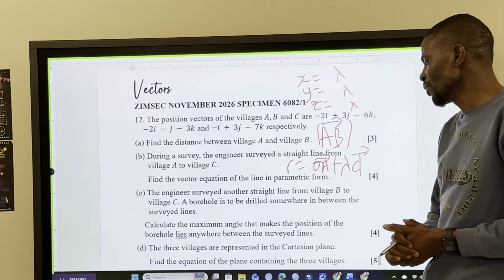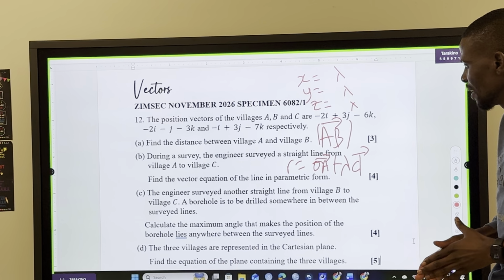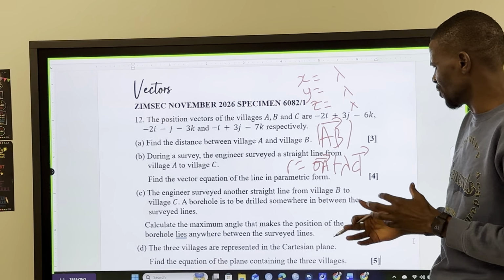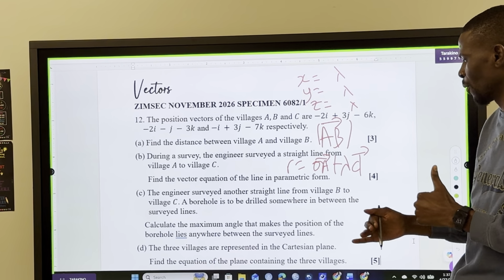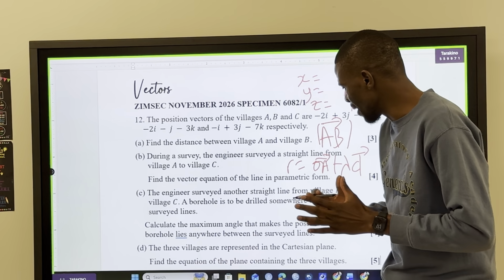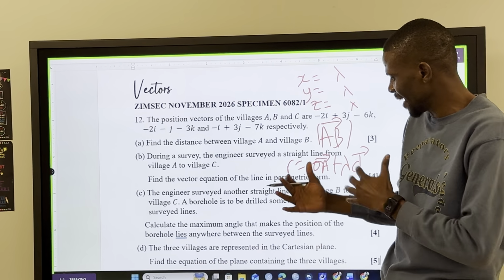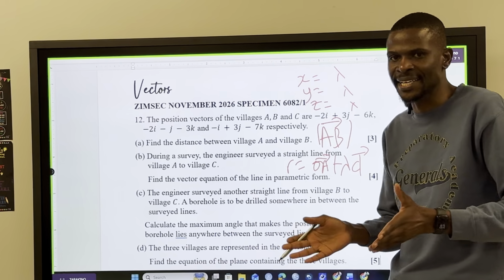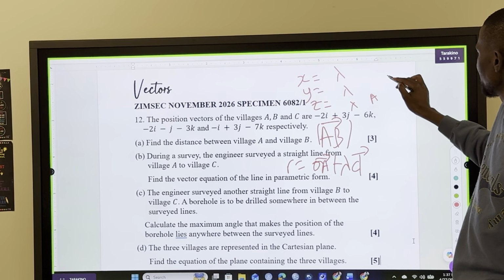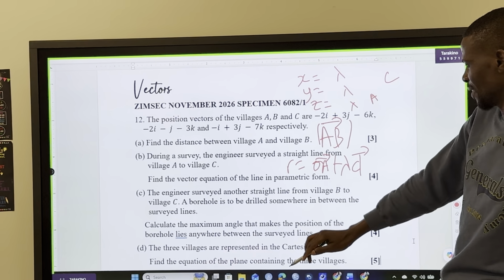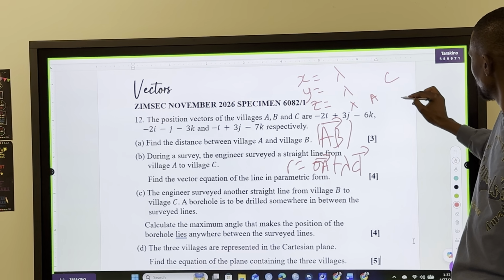Then on part C, the engineer surveyed another straight line from village B to village C. A borehole is to be drilled somewhere in between the surveyed lines. Calculate the maximum angle. So here we need to find the maximum angle that makes the position of the borehole lie anywhere between the surveyed lines. But remember, at first they surveyed from A to C, right? And now they surveyed from what? They surveyed from B to C, right? So from B to C.